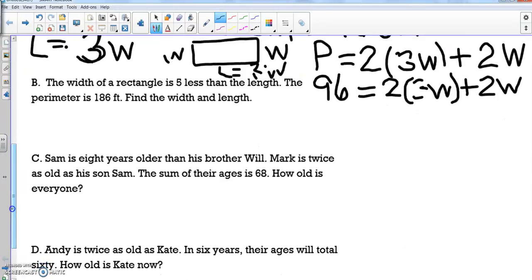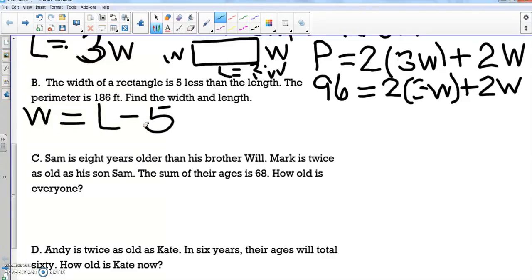Now we're going to go to B. The width of a rectangle is 5 less than the length. So this time I read width of a rectangle is 5 less than the length. So the length minus 5. Remember, that's a switch term. So the order changes. 5 less than the length.